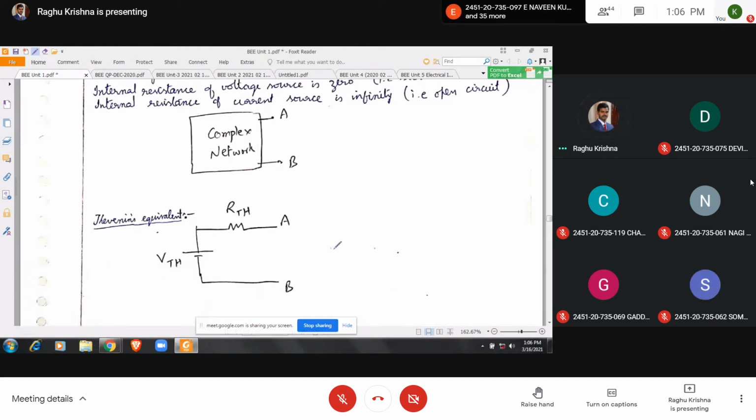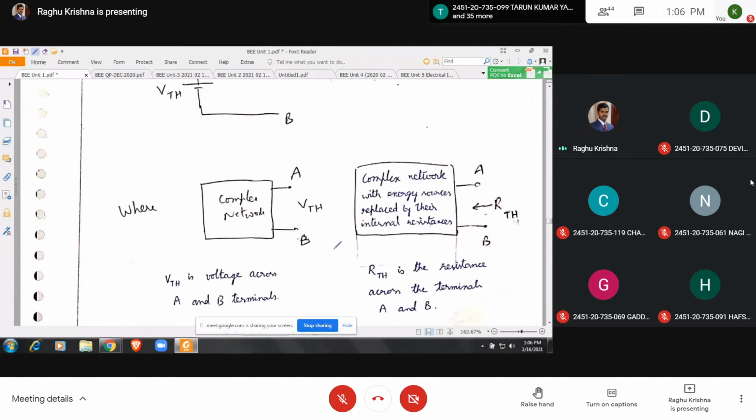Next, so how to find VTH? Here the voltage across A and B is VTH, and here if you replace the energy sources in the complex network, see here complex network with energy sources replaced by their internal resistances, and if you find the resistance across the terminals A and B, it is RTH. So RTH is the resistance across the terminals A and B, and VTH is the voltage across A and B.